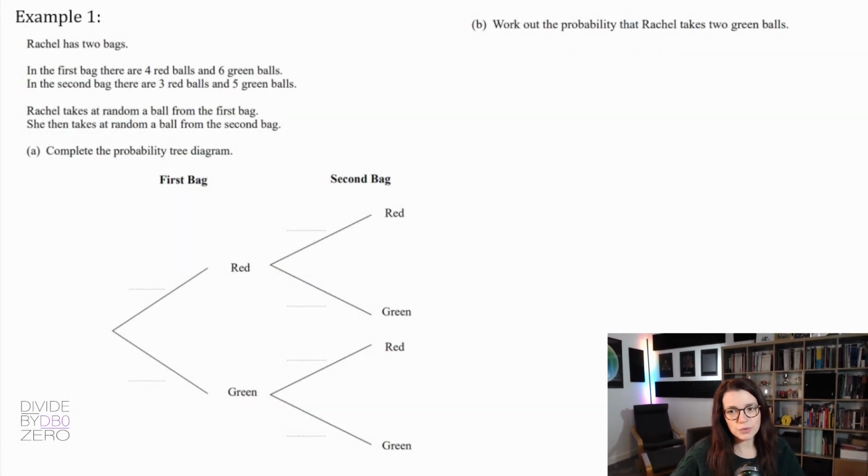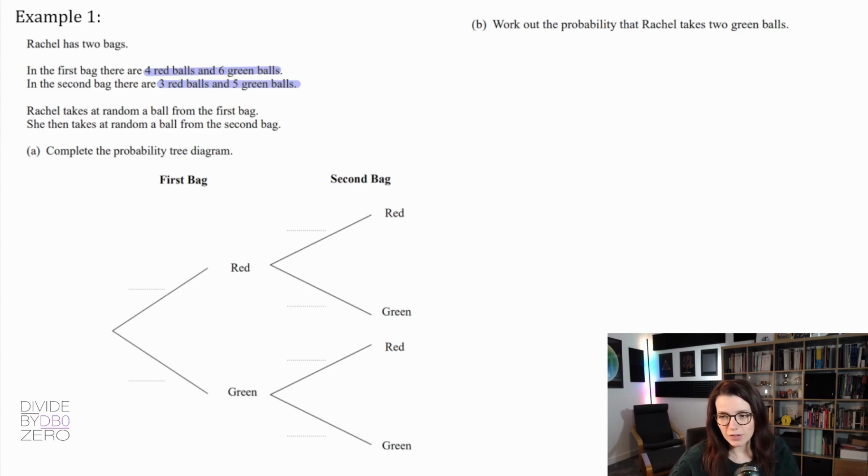Example 1. Rachel has 2 bags. In the first bag, there are 4 red balls and 6 green balls. In the second bag, there are 3 red balls and 5 green balls. Rachel takes at random a ball from the first bag. She then takes at random a ball from the second bag. Part A, complete the probability tree diagram.